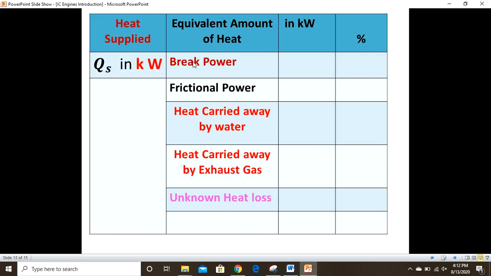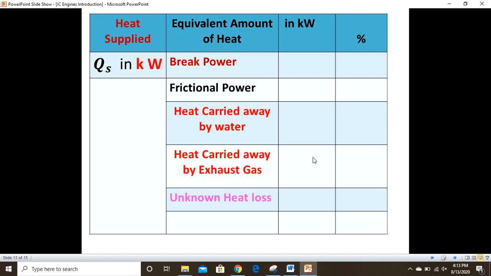Whatever brake power you get, you write here, and then add up all the things. This column will be the percentage of heat energy relative to the supplied energy. Therefore, for brake power, this value divided by this value, and here this value divided by this value. Like this you can prepare the heat balance sheet.